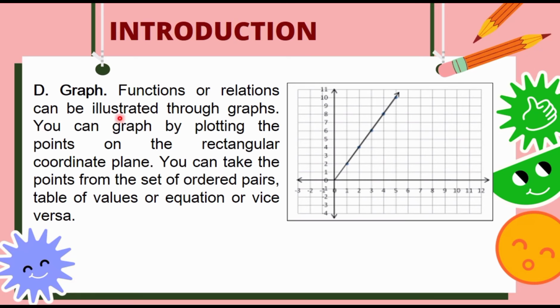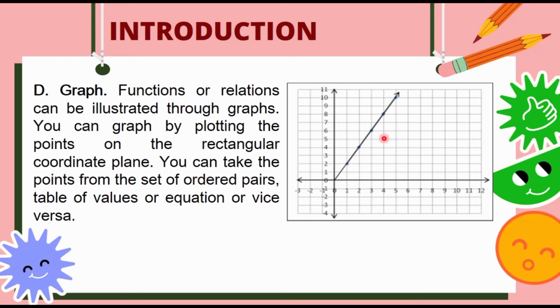Okay? So, let us have the last way on how relation between domain and range can be presented. That is through graph. Functions or relations can be illustrated through graphs. You can graph by plotting the points on the rectangular coordinate plane. You can take the points from the set of ordered pairs, table of values, or equation, or vice versa. So, through our graphs, we can determine the ordered pairs. Paano natin ma-determine? Just locate the point and name the point na nandito sa ating graphs.